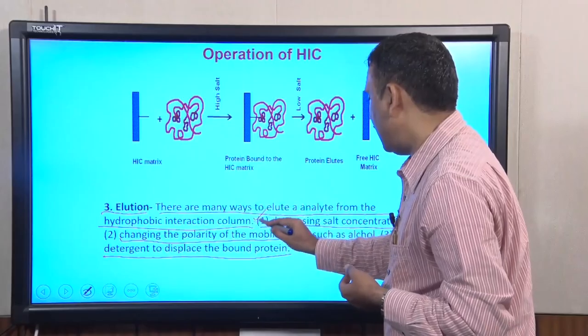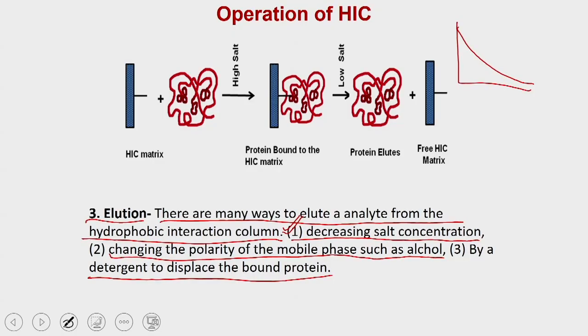But method number one, which is decreasing the salt concentration, is the mild method, because it is not going to affect the protein's stability or activity.